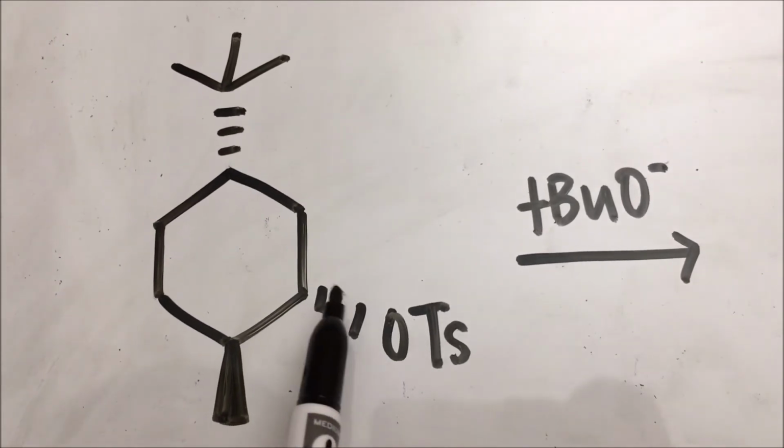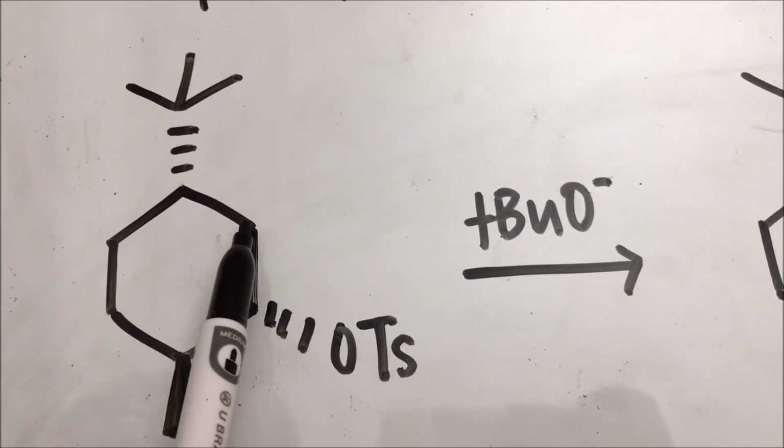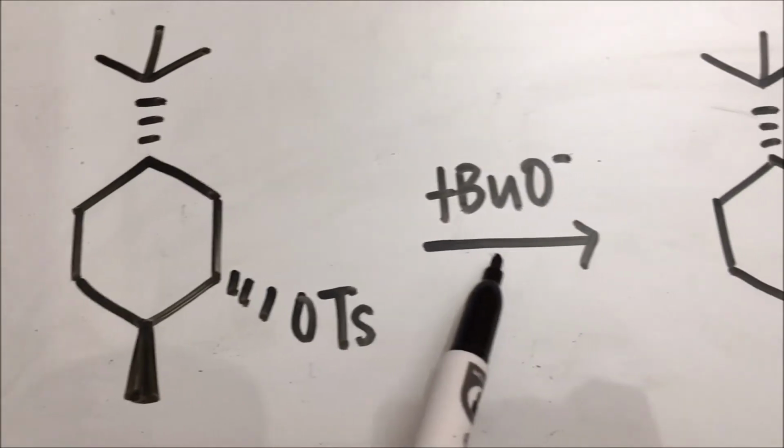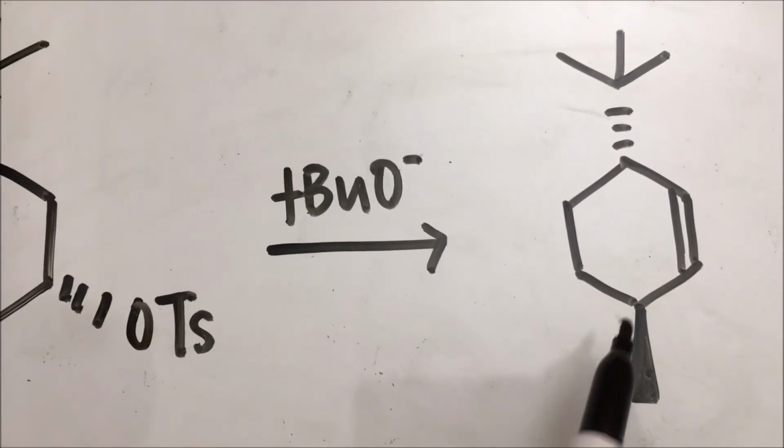Instead, the only carbon that can have periplanar hydrogens would be this carbon here. And that's why once we use a strong base, we end up with this product.